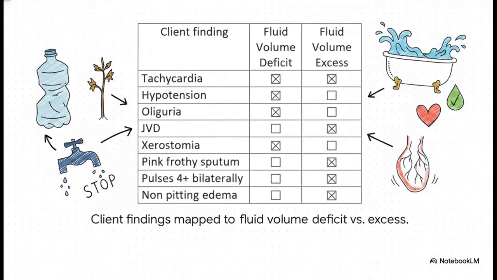Pulling it all together with the physical exam, the warning signs are night and day. Tachycardia, hypotension, a dry mouth, and oliguria, which means low urine output, these all scream that the tank is completely empty. It's a severe fluid deficit. Meanwhile, things like jugular vein distension, a bounding 4+ pulse, and non-pitting edema point directly to a fluid volume excess. Your bedside assessment is the ultimate key that unlocks this data.